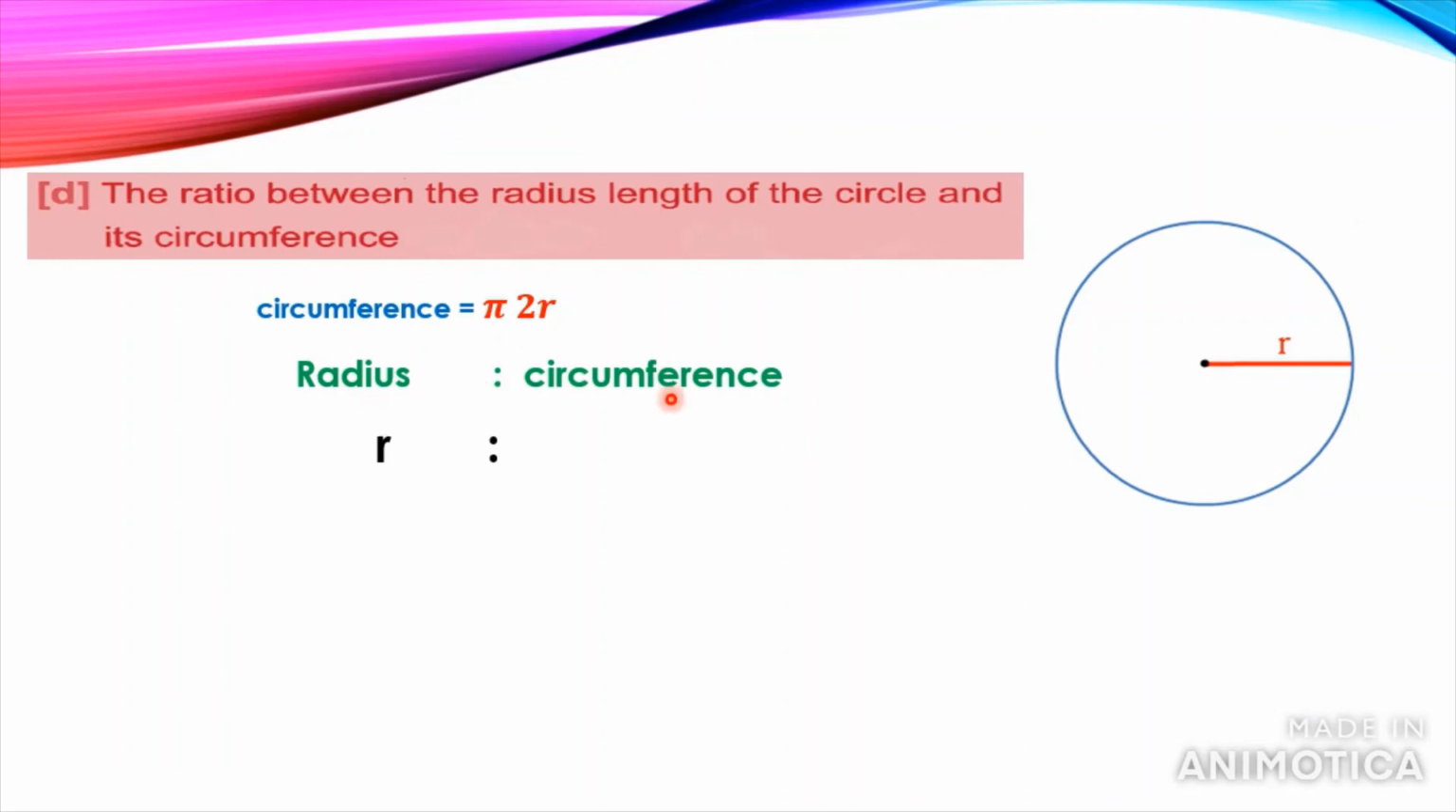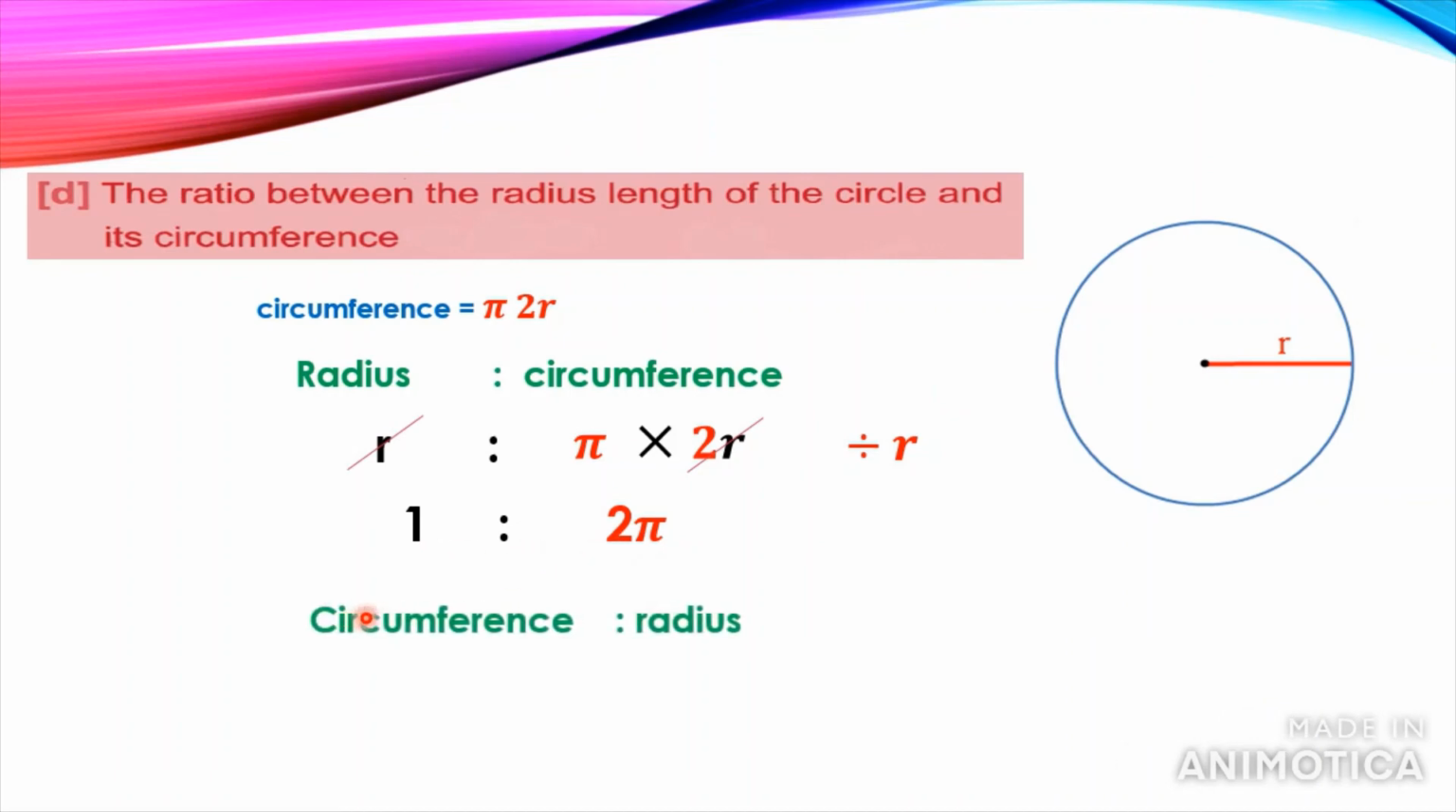Let's find the ratio between radius and circumference. The radius, we said, is r. The circumference is 2r multiplied by pi, pi times 2r. I will divide both terms by the common symbol, which is r. Dividing r gives 1, and dividing here what remains is 2 pi. So the ratio is 1 to 2 pi. The opposite ratio, circumference to radius, is 2 pi to 1.